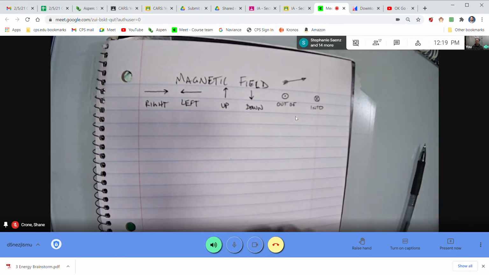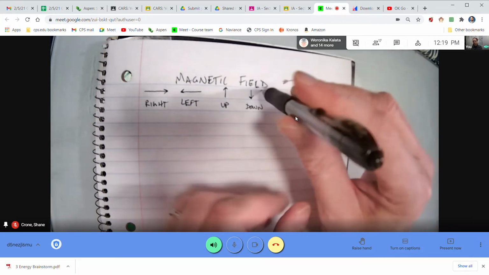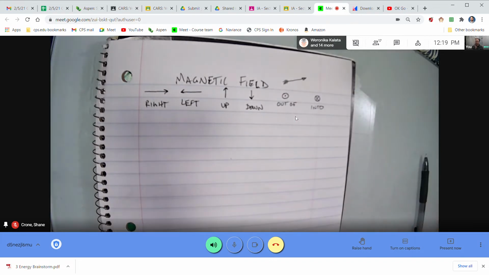So I can represent to the right on the page, to the left, up the page, down the page, or out of the page, or into the page. Out of the page like this, into the page pointing like this. And that's going to allow us to represent three-dimensional space. Okay? Any questions about that so far?